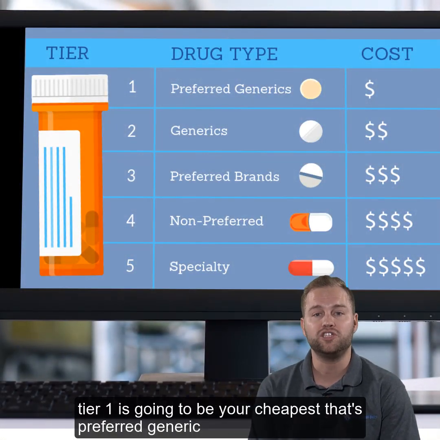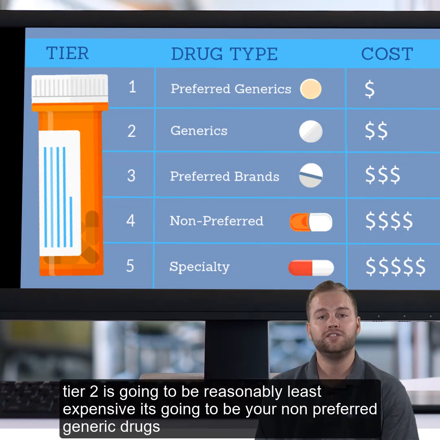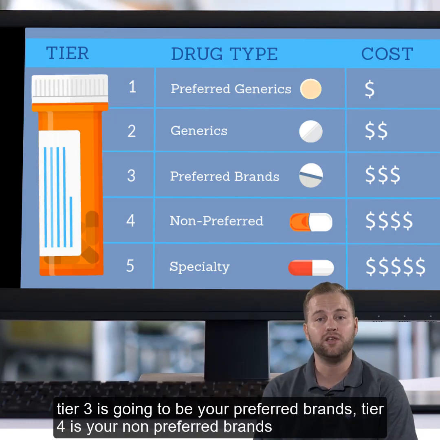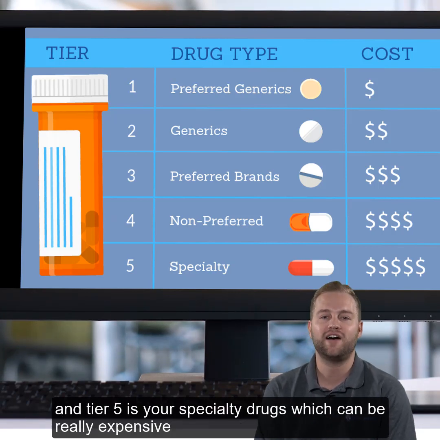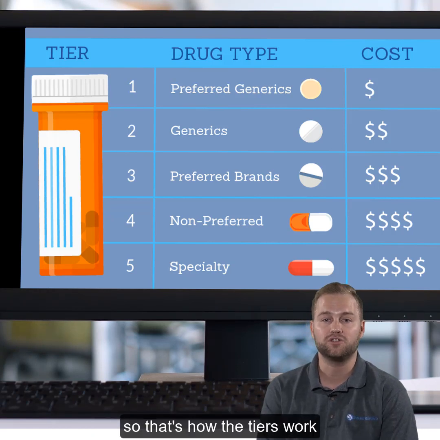So there's 5 tiers in every formulary. Tier 1 is going to be your cheapest, that's preferred generic. Tier 2 is going to be reasonably least expensive. It's going to be your non-preferred generic drugs. Tier 3 is going to be your preferred brands. Tier 4 is your non-preferred brand, and Tier 5 is your specialty drugs, which can be really expensive. So that's how the tiers work.